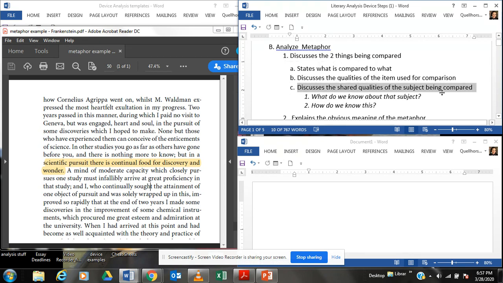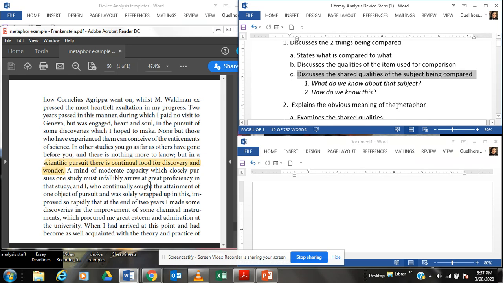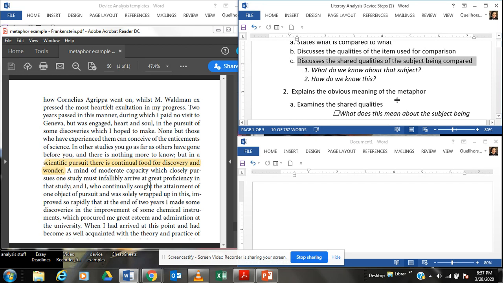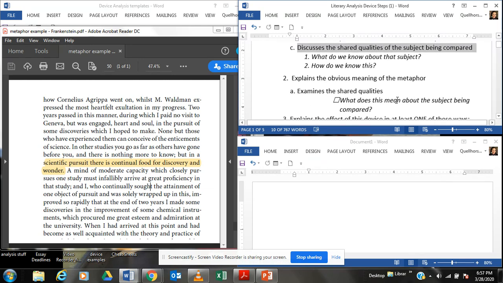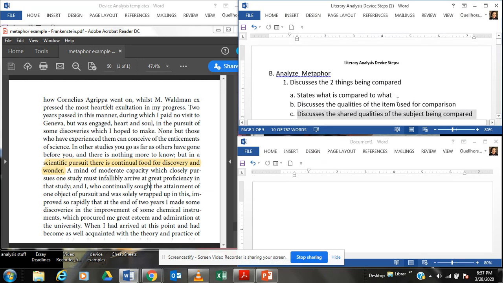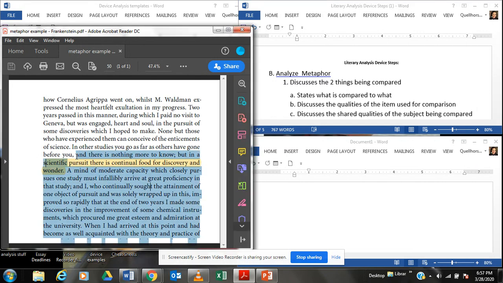Okay, so what do I know about the subject and how do I know this? And then after that, I need to talk about the obvious meaning of the metaphor. So I need to look at what the shared qualities are and what that means about the subject being compared. All right, so first of all, let me see. I've got it highlighted here, the metaphor that I want to use. It's right over here.